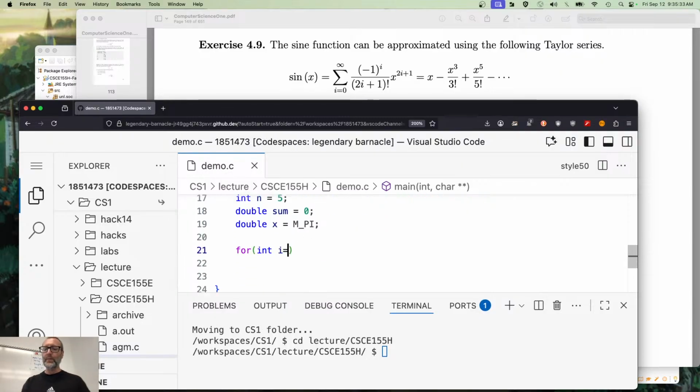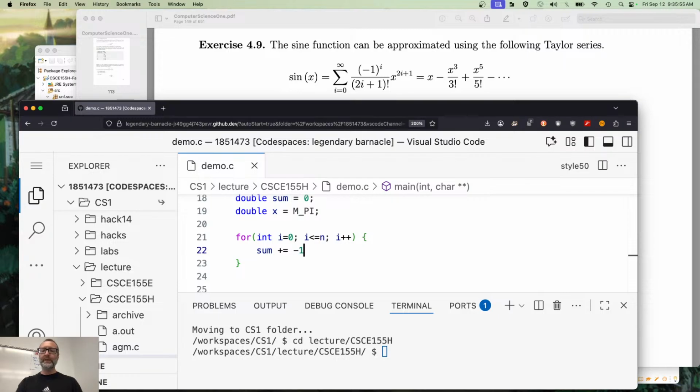i is equal to, I'm going to start out at 0. i is less than or equal to n, because I'm going to go up to and include that last iteration there. And then i plus plus. Okay? Now my sum is simply going to be whatever I've done so far, sum plus equals, right? That's the shorthand there. And then I just have to transcribe this formula right here.